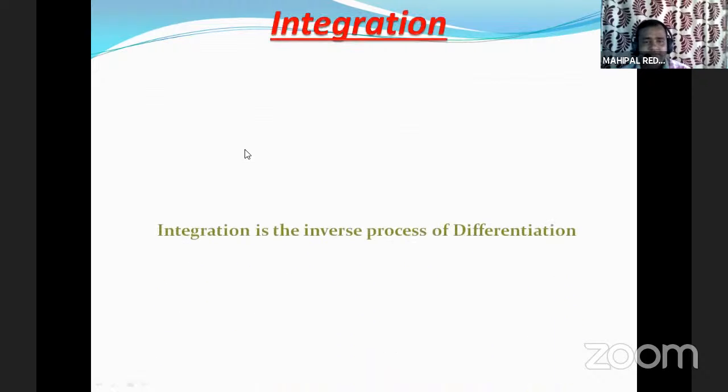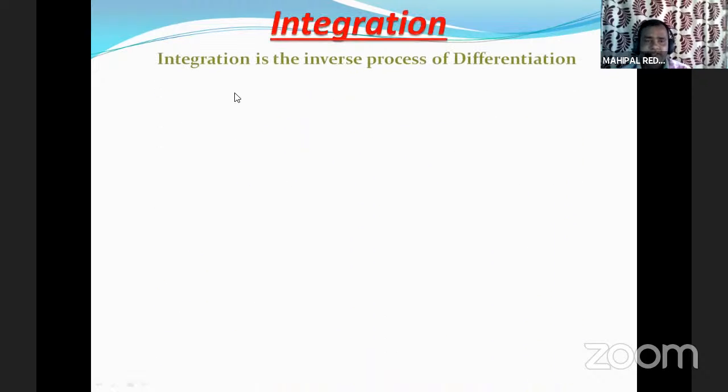That means integration is nothing but the inverse process of differentiation. Children, you already learned differentiation in the previous year. Here we are going to learn integration. Integration is nothing but the reverse of what you did in differentiation. The reverse or inverse process is called integration. So what is the definition of integration?